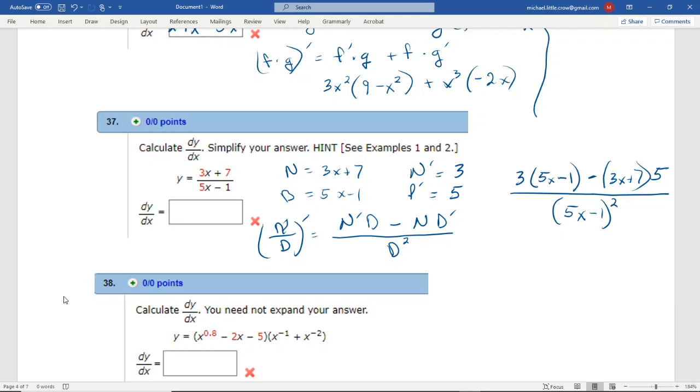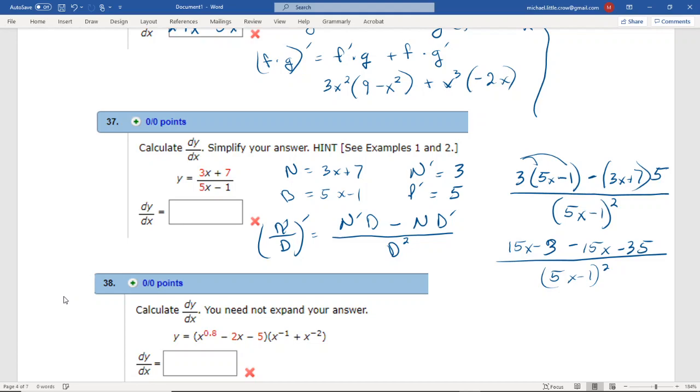Okay, so we distribute here. The 3 times 5 gives us 15x minus 3. Here we're going to distribute a 5, but we're also distributing a negative, so we get a negative 15x minus 35, all over 5x minus 1 squared.